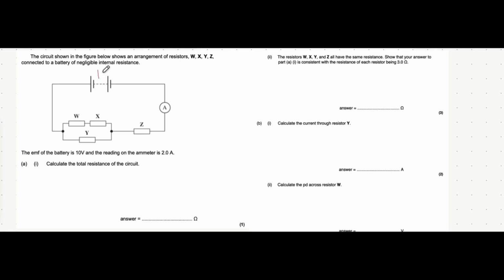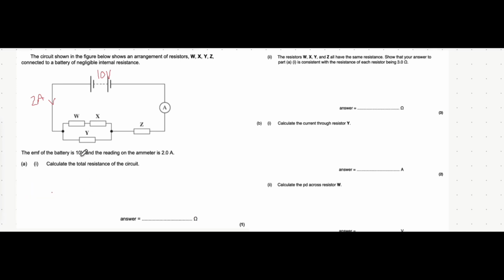It's giving you the EMF. EMF is a little different to the voltage of each individual component. Actually, it's the voltage of all the components in the circuit added together, because the total voltage, the EMF, is split up across all the components of the circuit. It tells you the current through the ammeter and the current through the whole circuit is 2 amps. I'm going to just quickly increase the thickness of the pen.